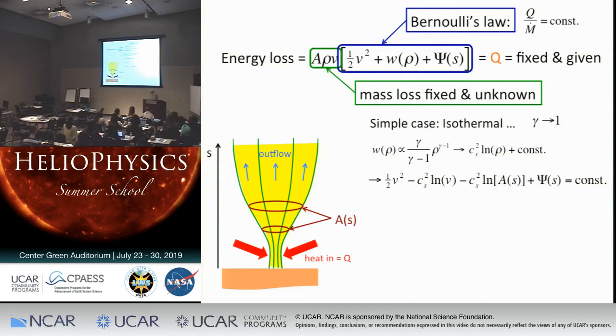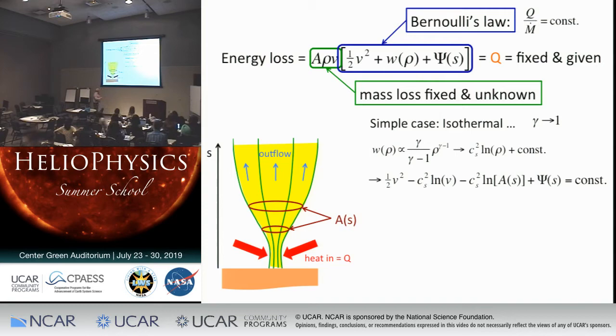Now, to make our life even simpler, I told you that the ideal gas law would give you this kind of enthalpy. I want to take an even simpler case where whatever is happening to the gas, it's going to maintain its temperature to be constant. It's going to be isothermal. That really is a consequence of thermal conduction, which I haven't put in here, and I'm trying to sneak in the back door. I'm saying thermal conduction is basically going to redistribute the temperature so that it's more uniform. The great thing about that is that it just turns this rather nasty thing into a natural log, which is a wonderful function to work with.